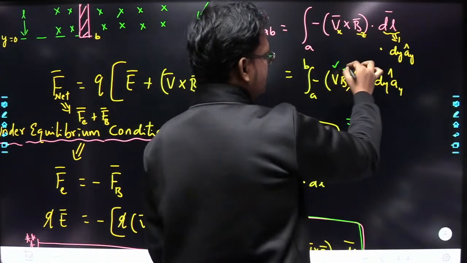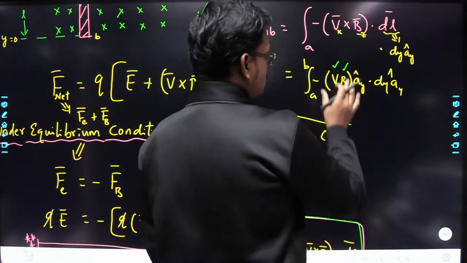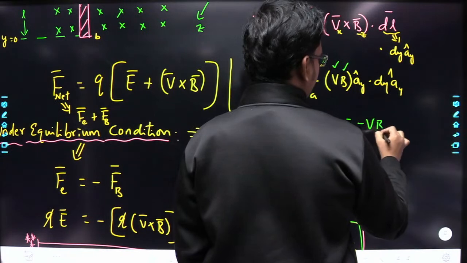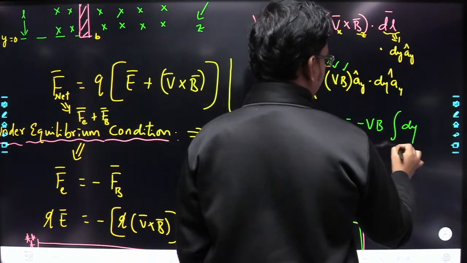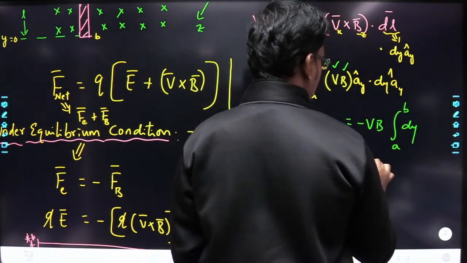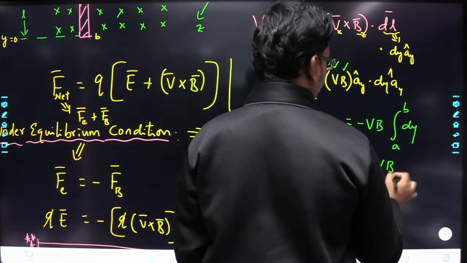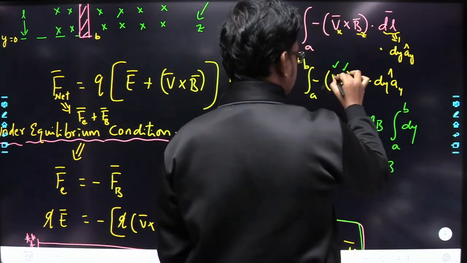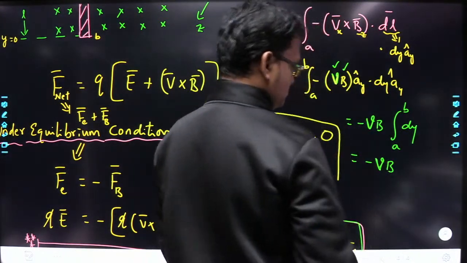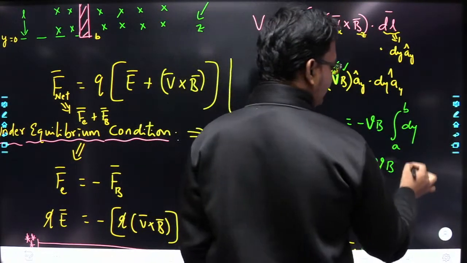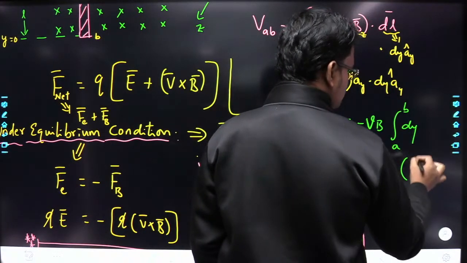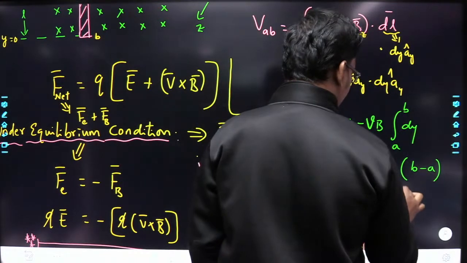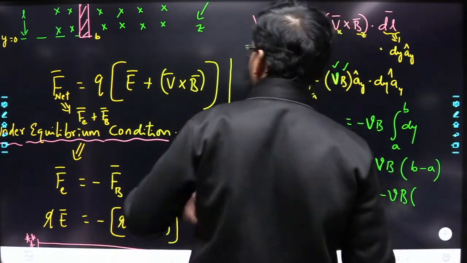Now this is equivalent to minus Vb. V is velocity, which is constant, and the B field is also constant or uniform, so you can take them out of the integration. So you get minus Vb integral dy from a to b. I am representing velocity with this letter. Integral dy is y, so if you substitute the range, you get b minus a. So that is minus Vb into (b minus a).